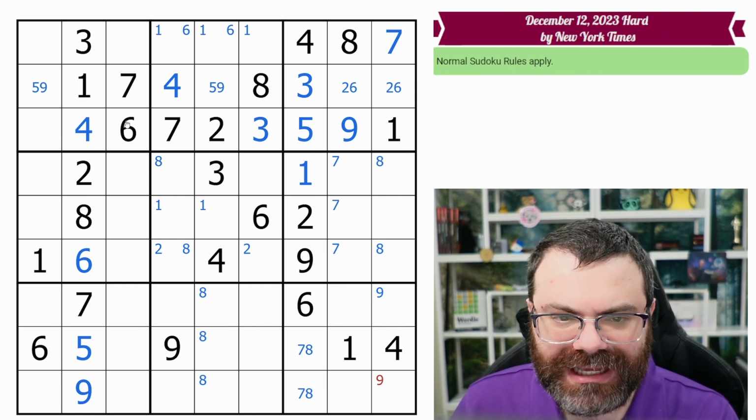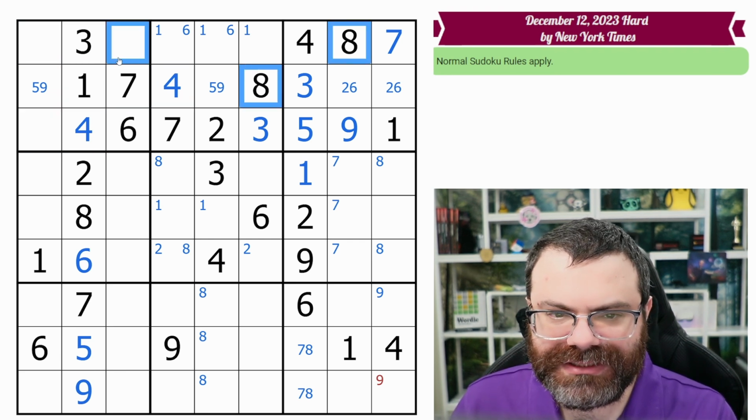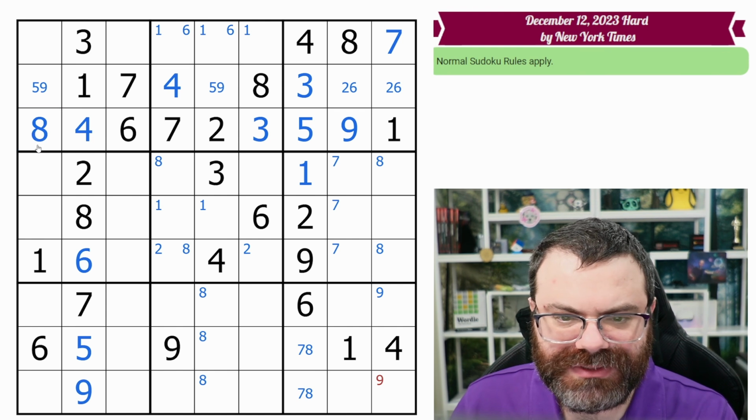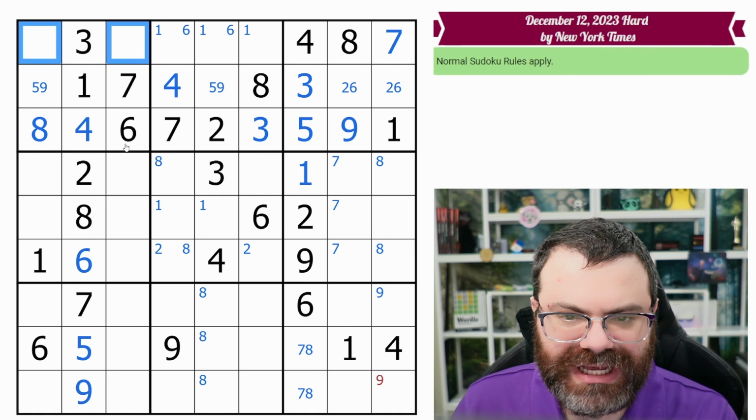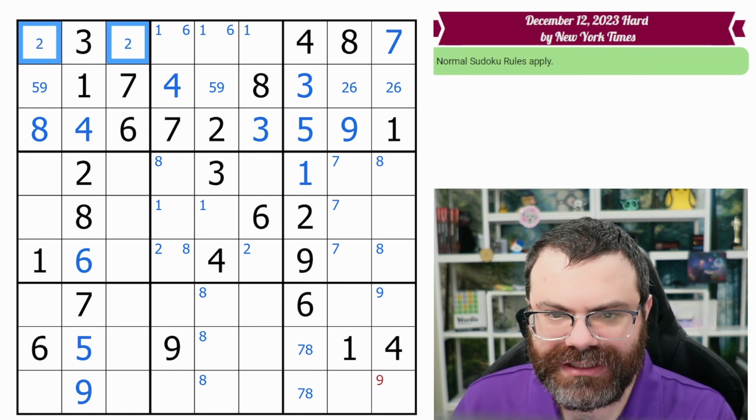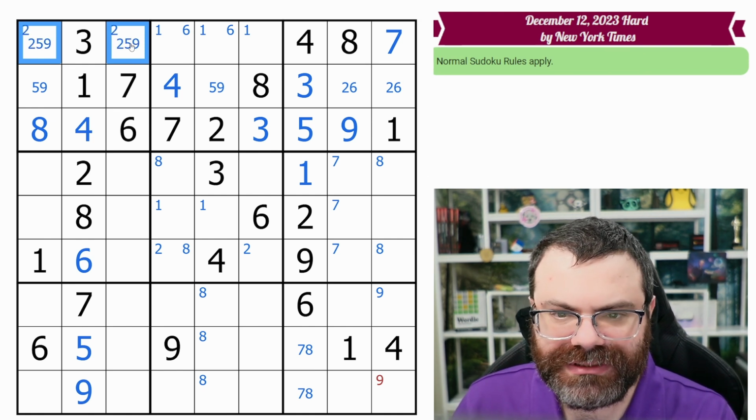2, 5, 8, 9. Okay, 8 in this box, right? These two 8s look in. So 8's in one of those two. I somehow missed that in my initial scan, but that's all right. We need 2, 5, 9 here. I'm just going to fill that, 2, 5, 9. We know the 2's in here somewhere.